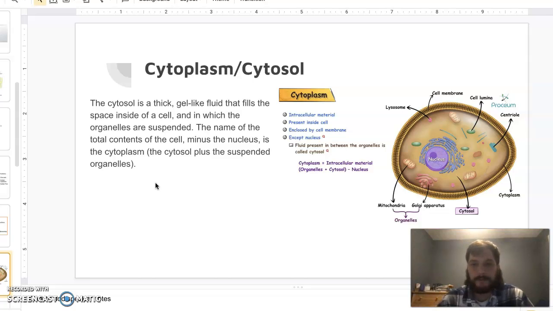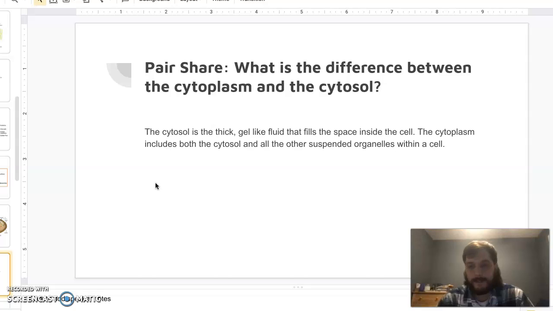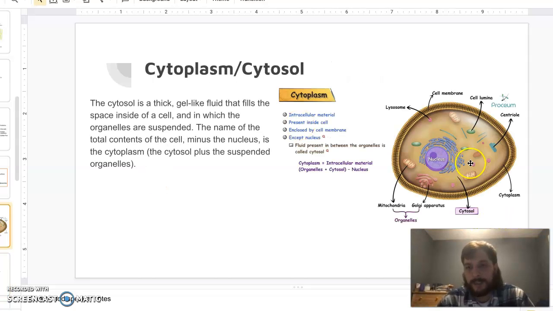Let's go back to that slide. As you can see, the cytosol is this fluid that's all around the place, and then the cytoplasm is all of it, including all these suspended organelles, minus the nucleus.